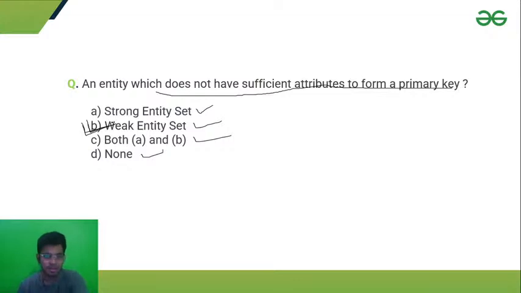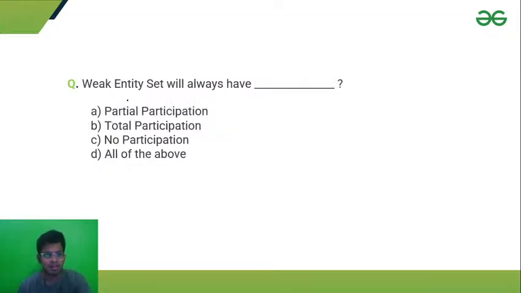So moving to the next question: a weak entity set will always have either partial participation, total participation, no participation, or it can have any one. So weak entities will have partial participation, total participation, or no participation. So it will have a total participation, right?